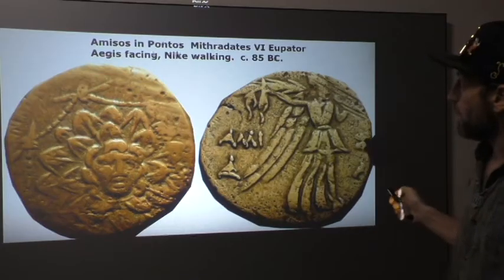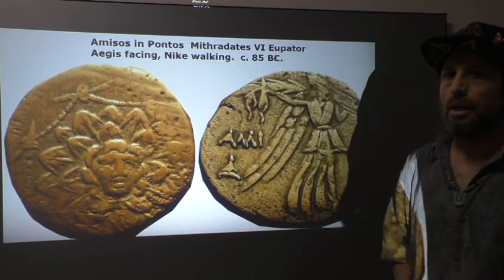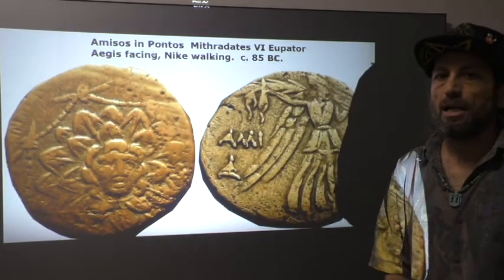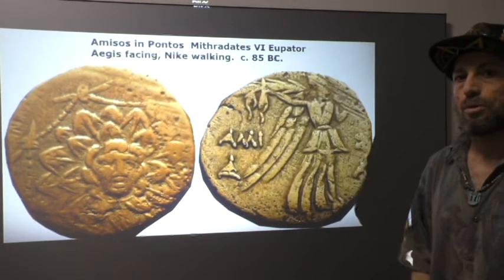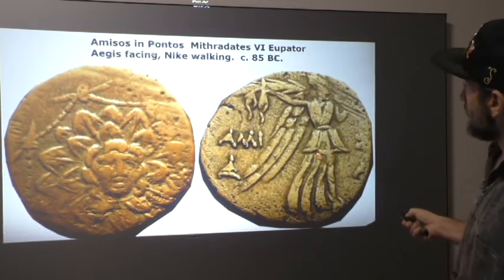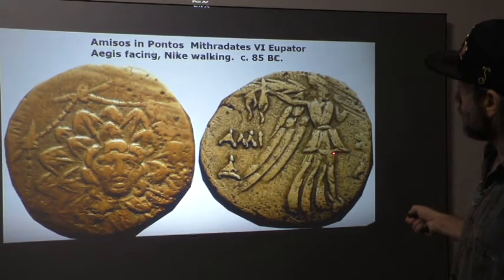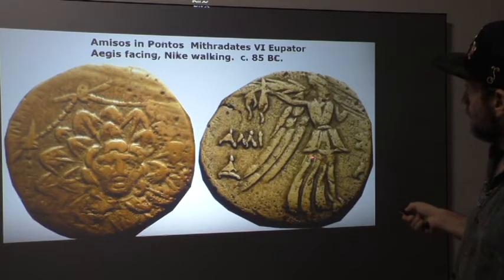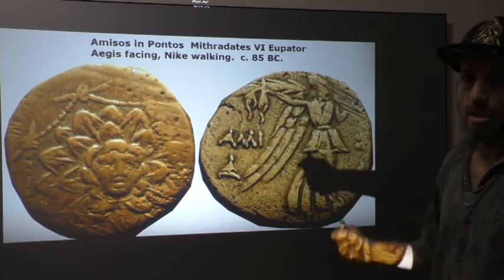The back of this coin is Nike walking, and like I said earlier, Nike is an angel, and angels are all mushrooms, and angels all have one leg. In this case, you'll see Nike's skirt right here makes up a mushroom cap shape, and her one leg coming down right here is the mushroom stem. So we'll see another couple examples as well.